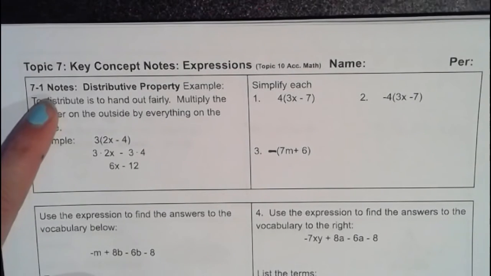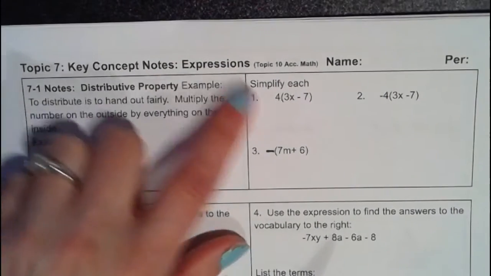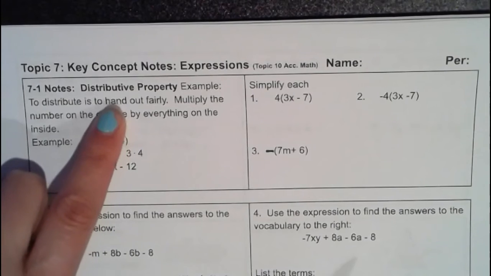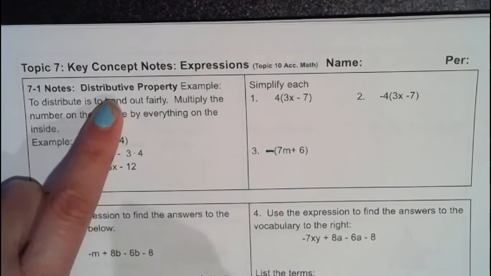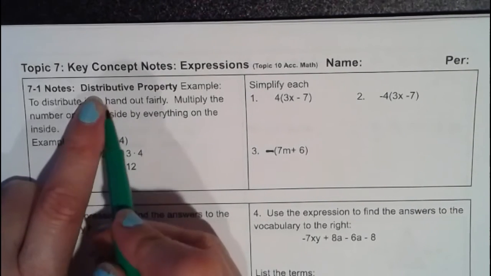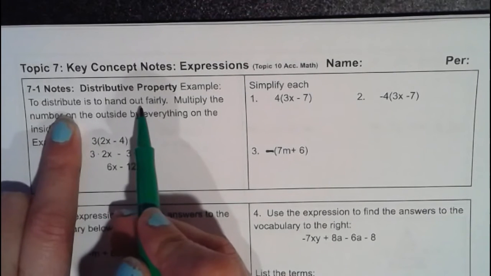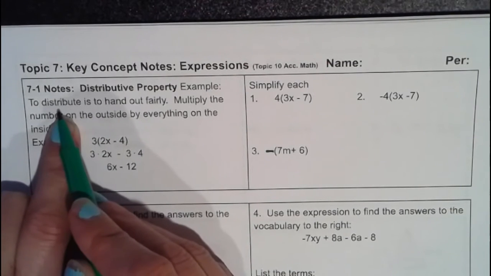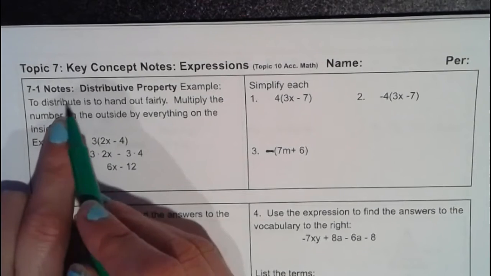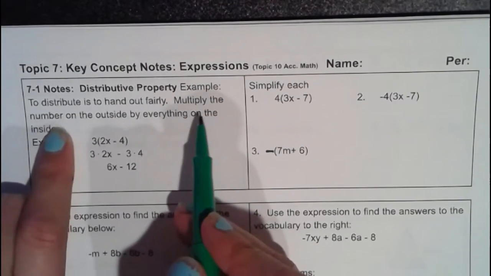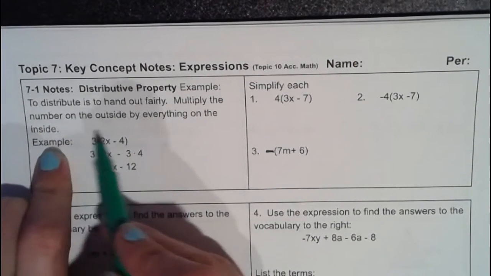Topic 7.1 for Math 7 or 10.1 for Accelerated talks about distributing. Distributing is incredibly important to higher math, and distributive property means to hand something out. If you were to distribute the worksheets, you would hand them out to the class. You multiply the number on the outside by everything on the inside.